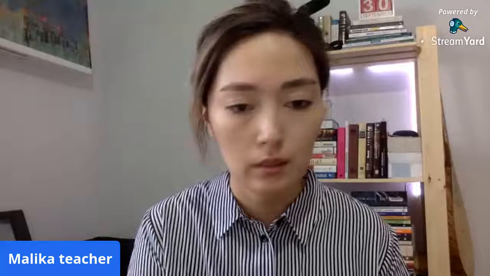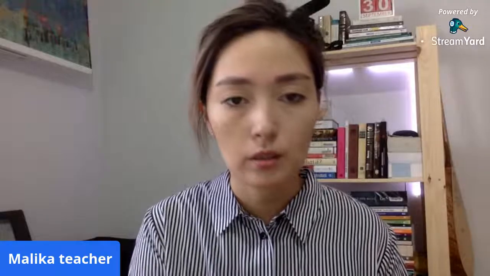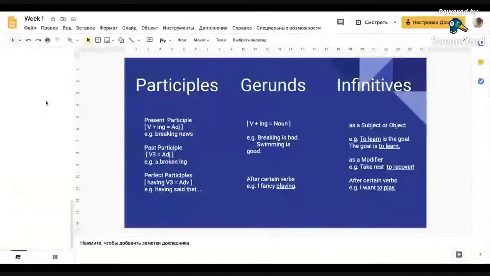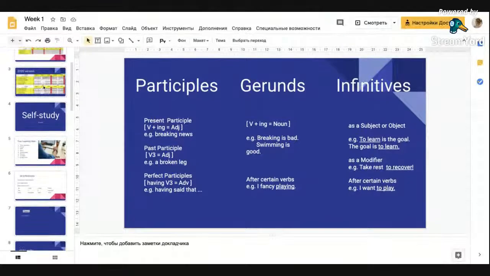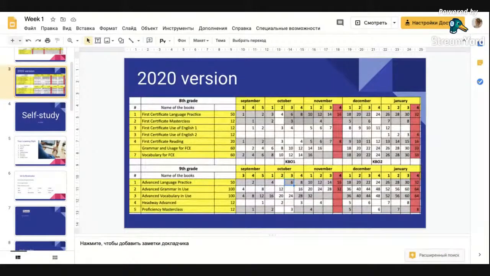Yeah, if you are confused about what books we should do, I can share our old presentation with the table. Here it is. It might help you to see what books we should do in September, week 5.